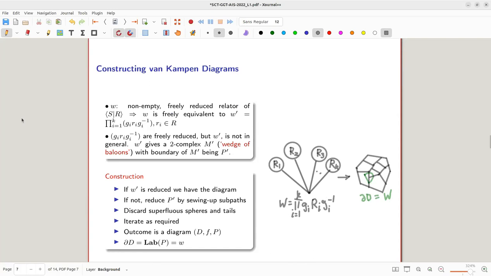So this is g1 r1 g1 inverse, g2 r2 g2 inverse, and so on. So g_i r_i g_i inverses are freely reduced, but omega prime is not in general, right? So now omega prime gives us a 2 complex. This is also a 2 complex, in the strict sense of the word. And the boundary of this 2 complex is P prime. So this 2 complex, let's call M prime, and the boundary of this 2 complex is P prime.